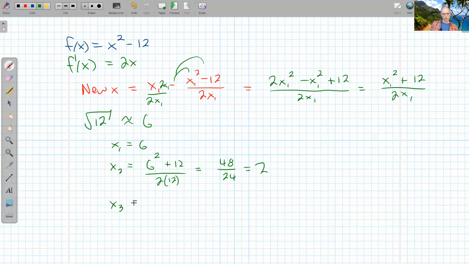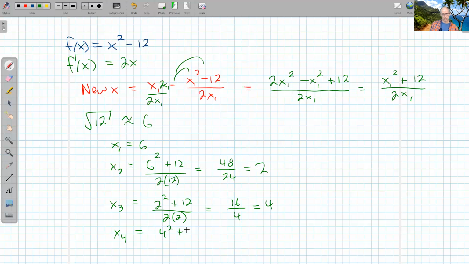So then my third one, repeat the process, 2 squared plus 12 over 2 times 2 is going to give me, what, 4 plus 12 is 16, divided by 4 is 4. Yeah, this works out okay. And then x4, and usually I'm going to automate this in a calculator or on a spreadsheet. I'll show you a couple ways to do that in a sec.